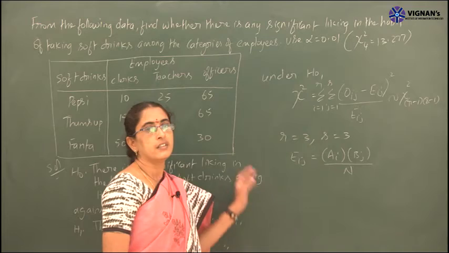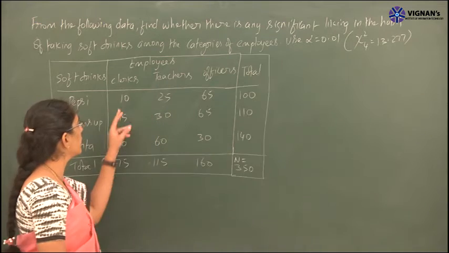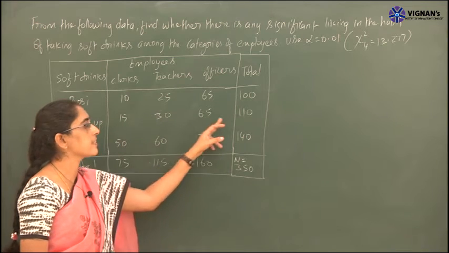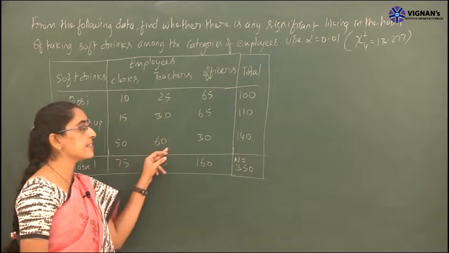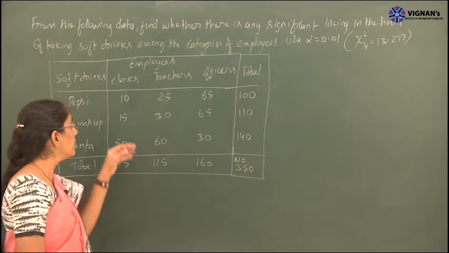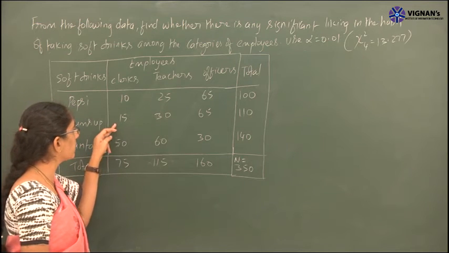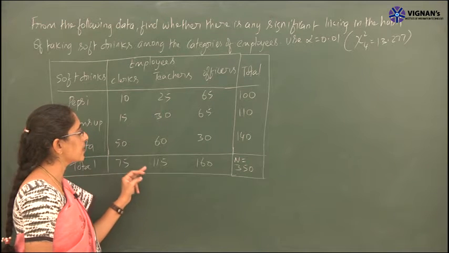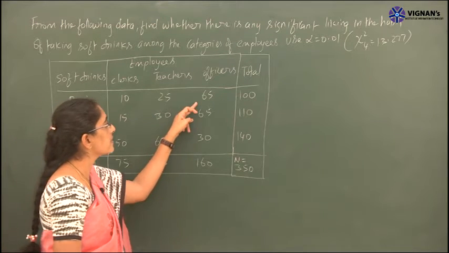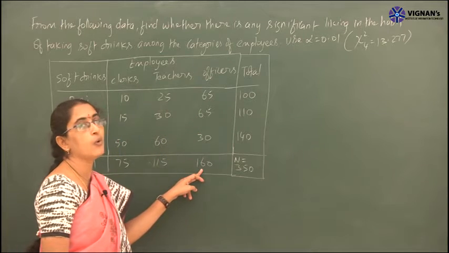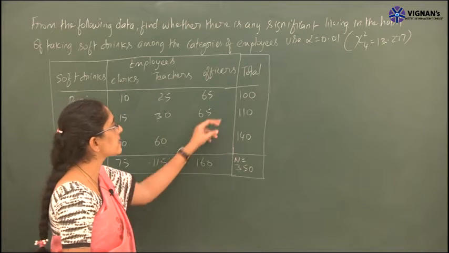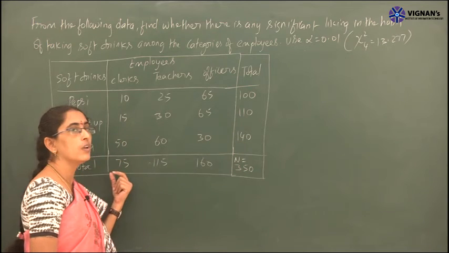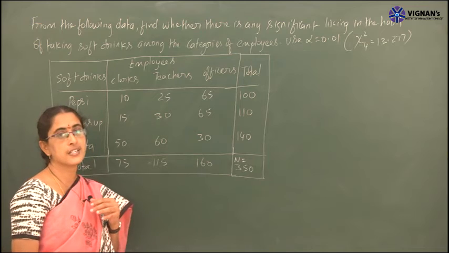Now let us see the calculations for the tabulated form. Now here 10 plus 25 plus 65 is 100. 15 plus 30 plus 65 is 110. 50 plus 60 plus 30 is here 140. Similarly, see the columns total. 10 plus 15 plus 50 is here 75. 25 plus 30 plus 60 is here 115. Then 65 plus 65 plus 30 is here 160. So the total frequency is 100 plus 110 plus 140 is 350. Similarly, the columns also 75 plus 115 plus 160 is 350 here.